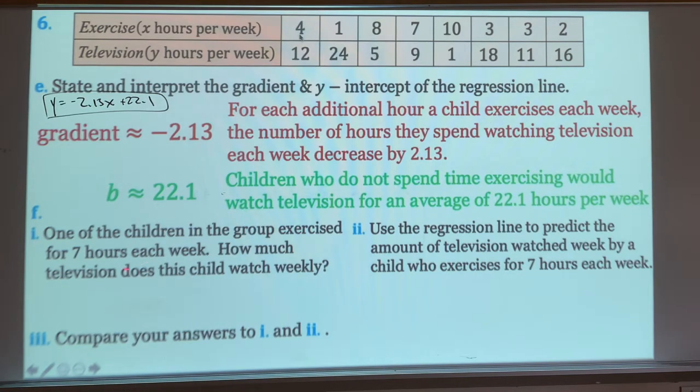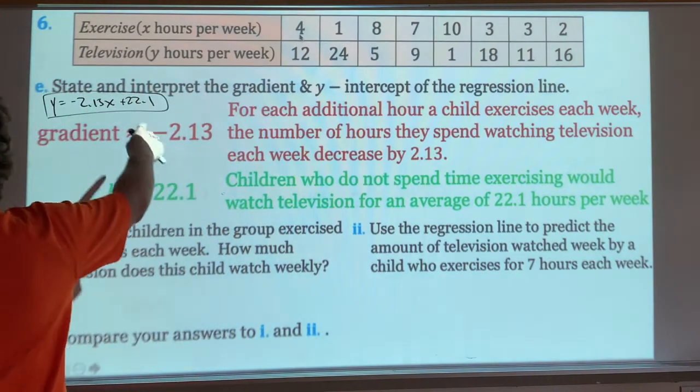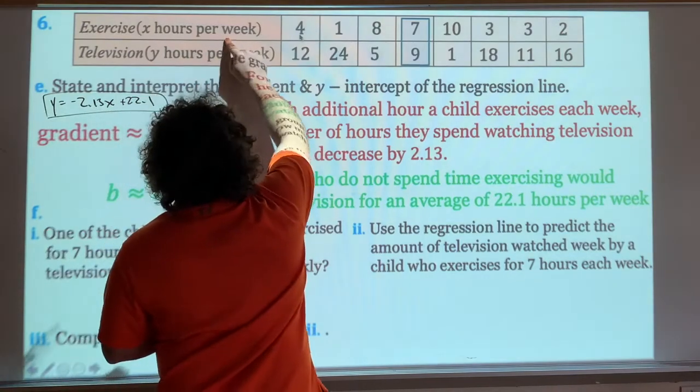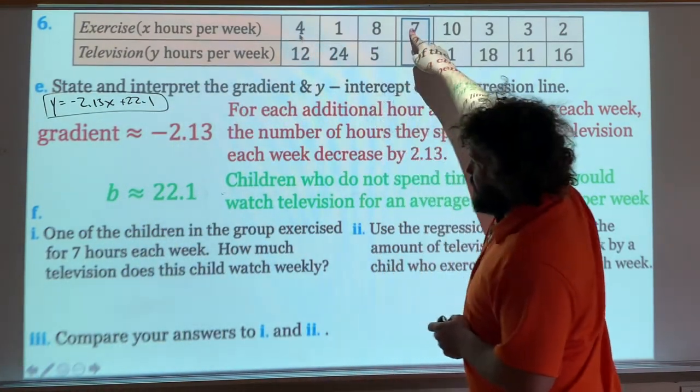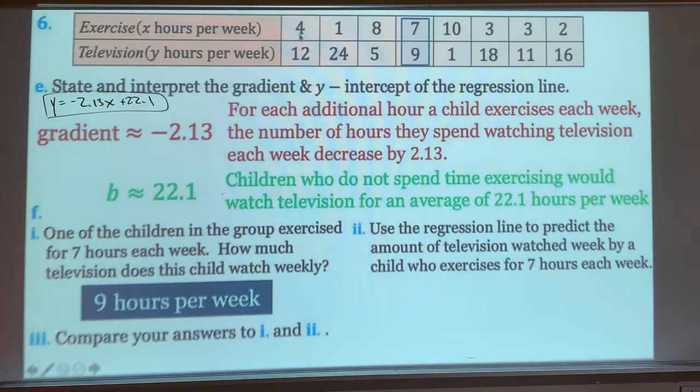One of the children exercises 7 hours each week. How much TV does this child watch? We're actually going to use the one from the group. One of the children in this group, so we don't even have to type it in here. In this group, which one watched 7 hours? You. You exercise 7 hours. Therefore, you watch 9 hours of TV a week. That's what was given to us.